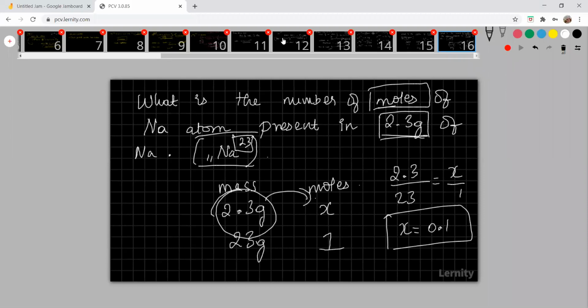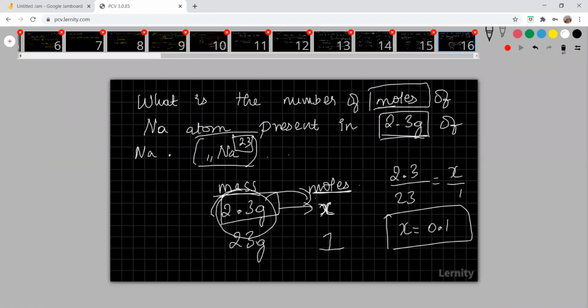No, ma'am, I'm not clear. Why not? Which thing don't you understand? Ma'am, why put x? Read the question. What is the number of moles of sodium present in 2.3 grams of sodium? So first, the quantity they are comparing is mass. Am I right or not? Yes. So I have the mass of sodium, but I do not know the number of moles present. Correct? Okay, ma'am, so we find it as x. Clear? Yes, ma'am. Thank you.